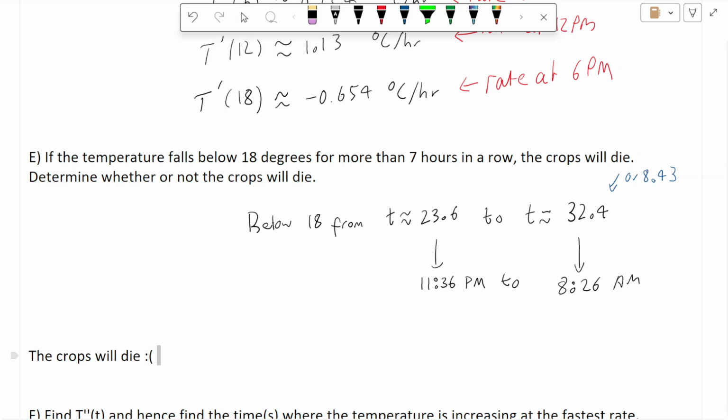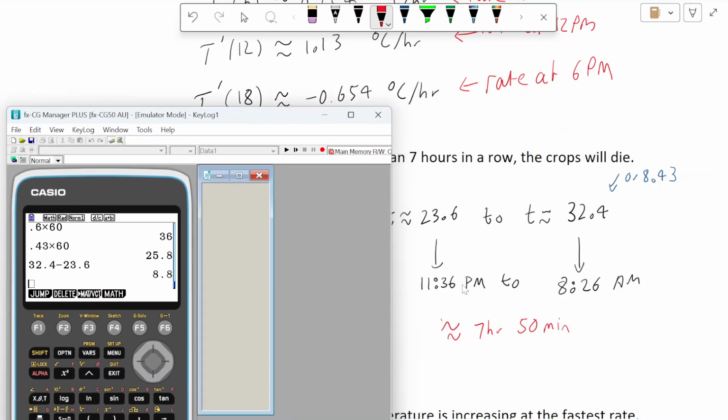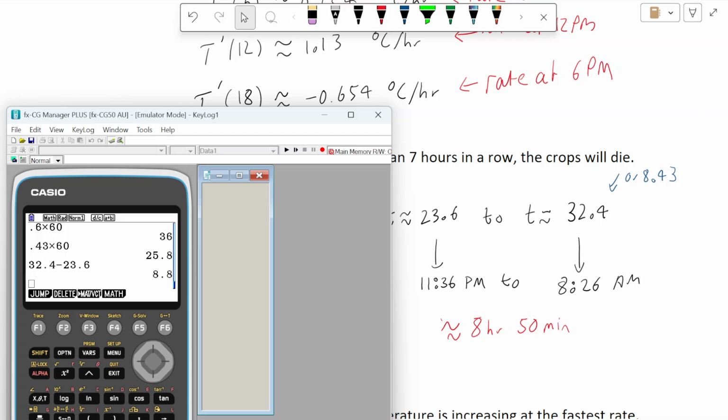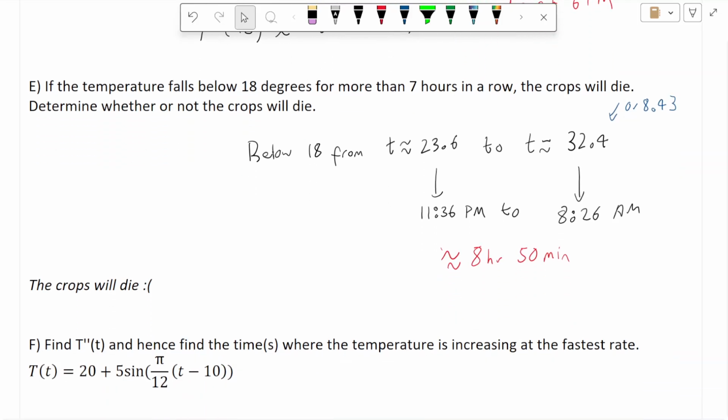Very bad. So basically just figure out what that time is, and you might actually just want to comment on the fact that this is approximately, let's see, 7 hours and 50 minutes. Actually, scratch that. I'm really bad at doing maths with times. It's 8 hours and 50 minutes. My bad. When you do this, you can also just subtract the t-values directly from each other. So if you do 32.4 take 23.6, you'll get 8.8, which is 8 hours and 50 minutes. But still, the crops are going to die.